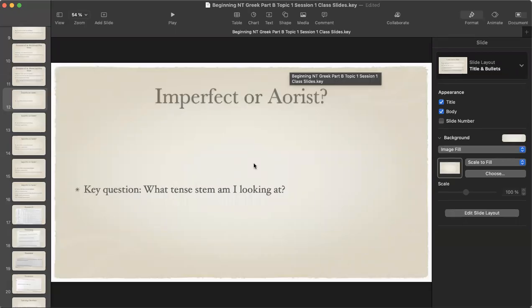Okay, tip video here. Just wanted to isolate one more time the imperfect and the aorist forms to be able to tell the difference, to recognize the difference between the two. Certainly some trouble will be had moving forward in recognizing these forms as they can look very similar. Key question really though is to ask, what tense stem am I looking at?